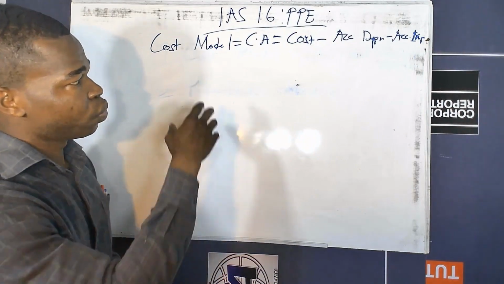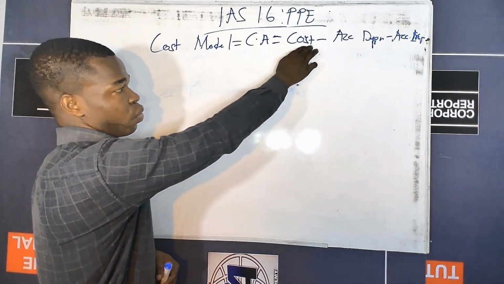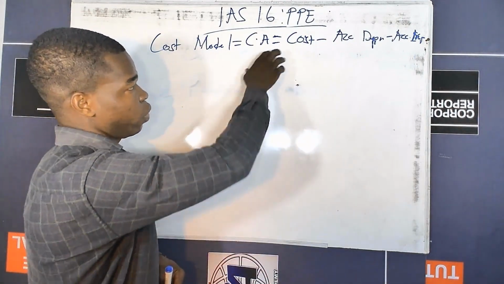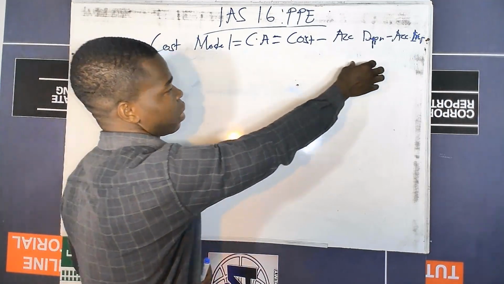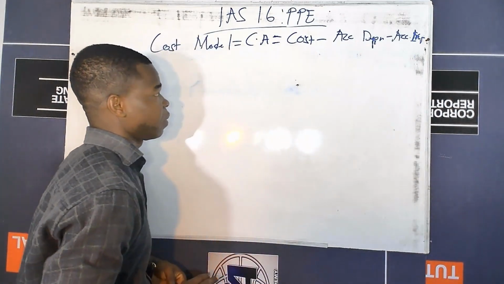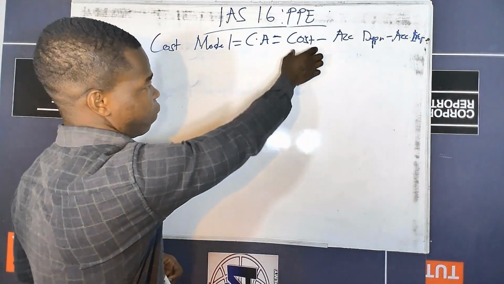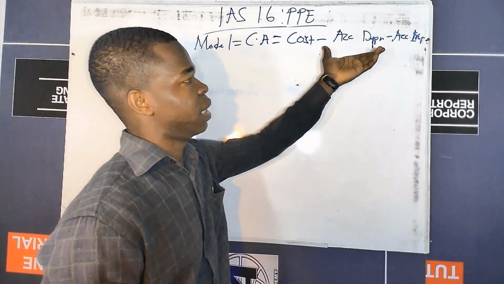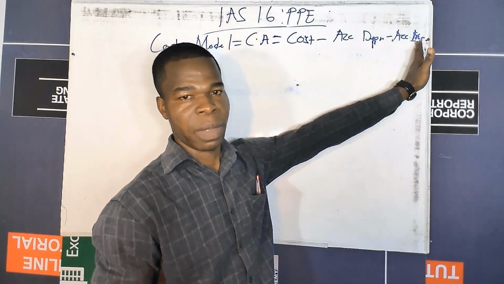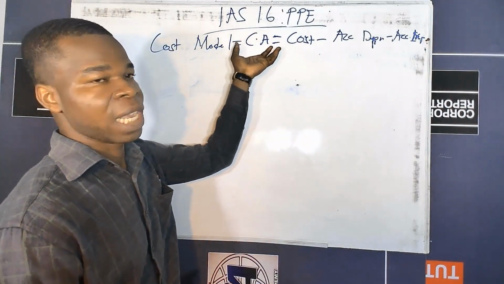So what then is the carrying amount? We know what cost is already from our previous video. What is depreciation? And what is impairment for that matter? The carrying amount is the cost of an asset less accumulated depreciation and less accumulated impairment loss. That is the carrying amount of an asset.